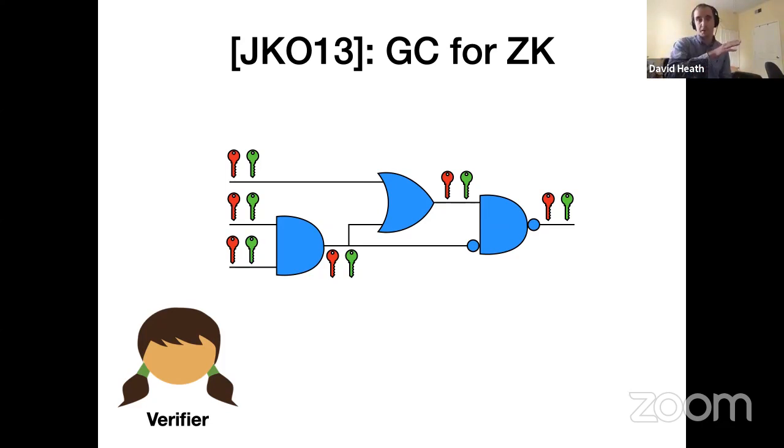a version of this circuit, he will only get one of these keys per wire, and his goal is to propagate the wires through the circuit, and at the end, in the zero knowledge setting, arrive at just a single green key that says, I have a witness to this proof statement.